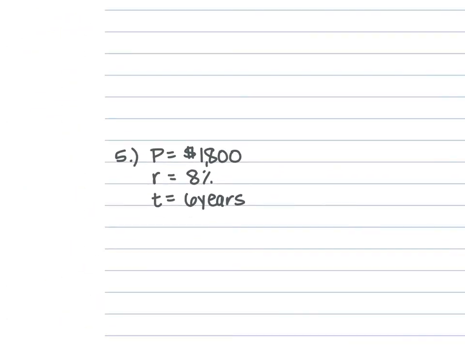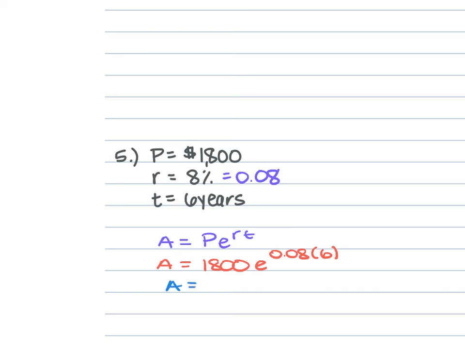For 5, we have an investment amount of $1,800, a rate of 8%, so that's 0.08, and a time of 6 years. So A is equal to P times e to the power of R times T. That's going to be A is equal to 1,800 times e to the power of 0.08 times 6. So in our calculator, 1,800 times e to the power of 0.08 times 6 gives us $2,908.93.